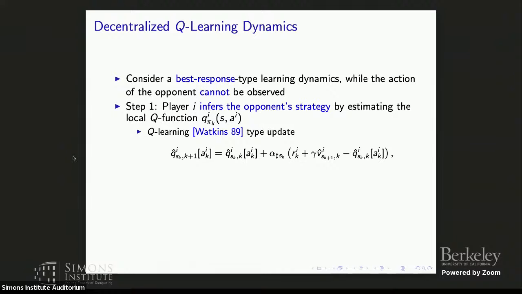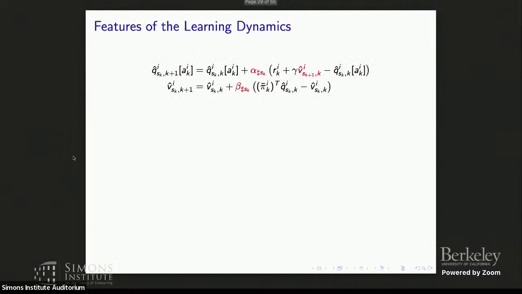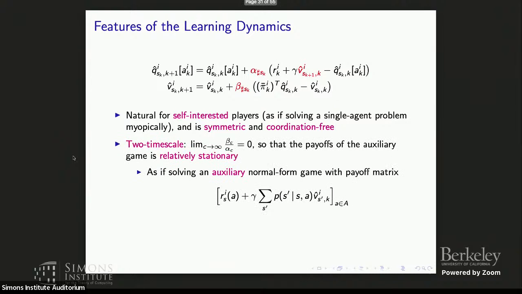But one caveat here is that we are not updating with the Q, but with some additional estimate of the value function. And then in the second step, the player will estimate the value function, and take a soft greedy policy with respect to this local Q estimate, and keep doing this, plugging the V into the local Q update. Note that this dynamics is fully decentralized. It can be implemented by each single agent. It is natural for self-interested players. It is symmetric, and you don't need to coordinate between the agents.